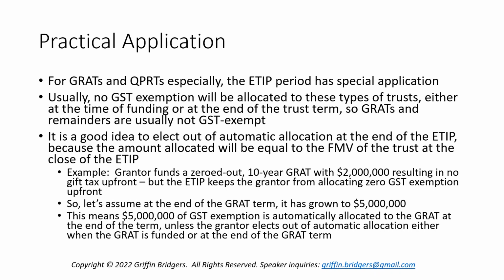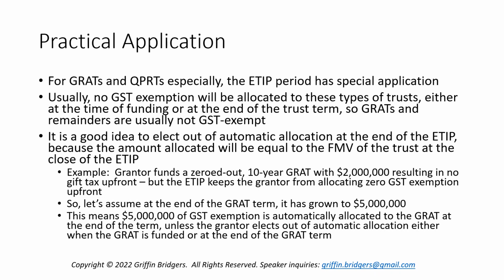So it's that remainder interest gift that could potentially benefit skip persons in the future and seems to create that GST potential that would drive allocation of GST exemption. However, these types of transfers are subject to an ETIP period. So that means that when they're funded, no GST exemption can be allocated to these types of trusts.